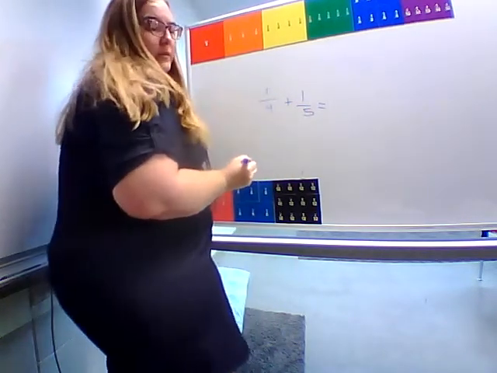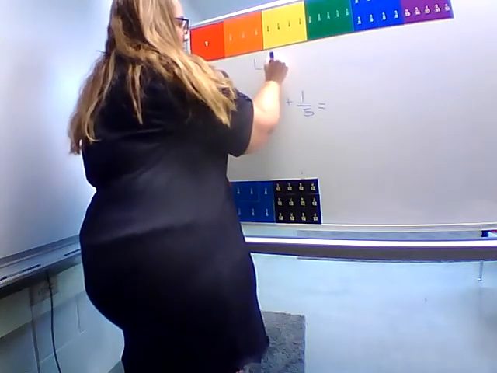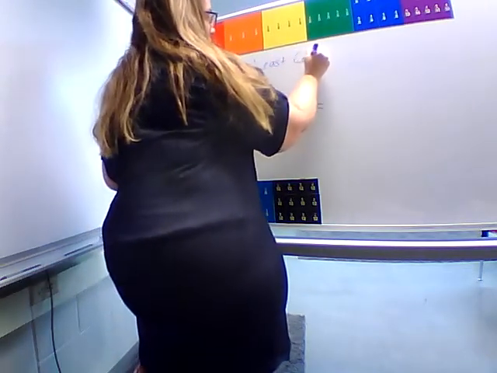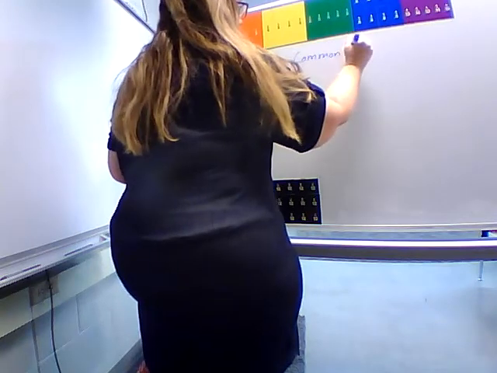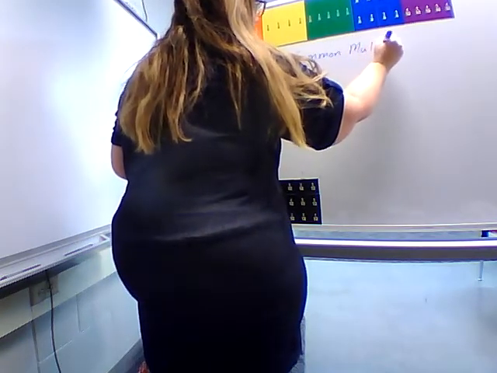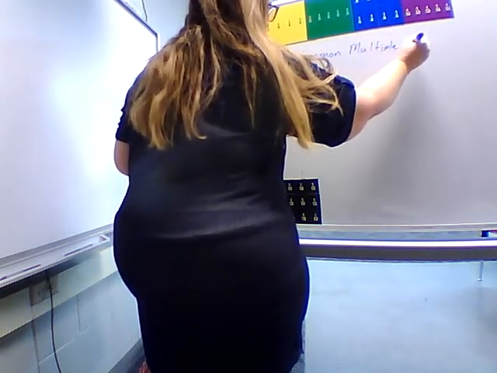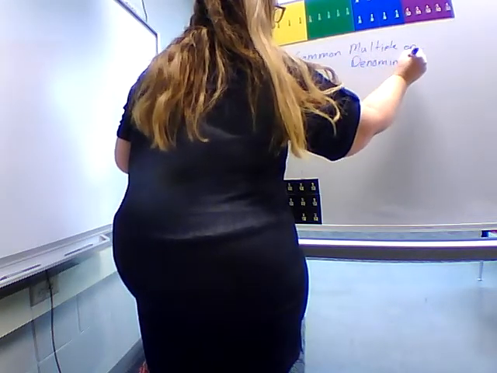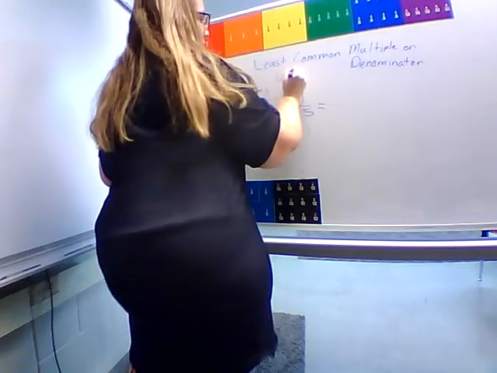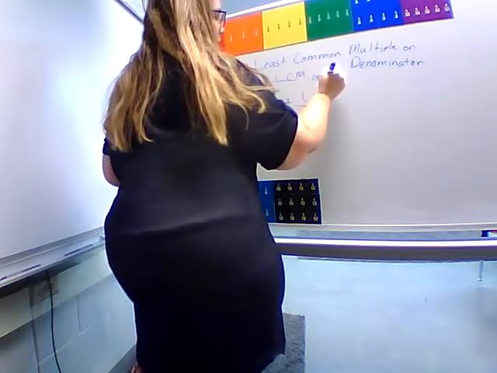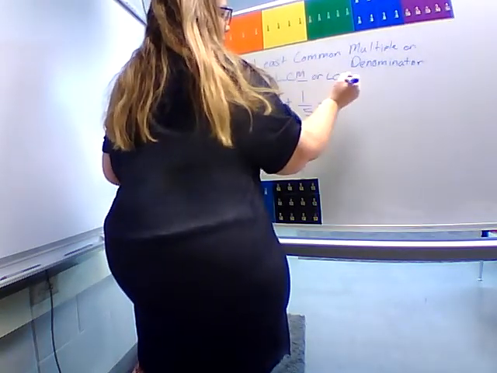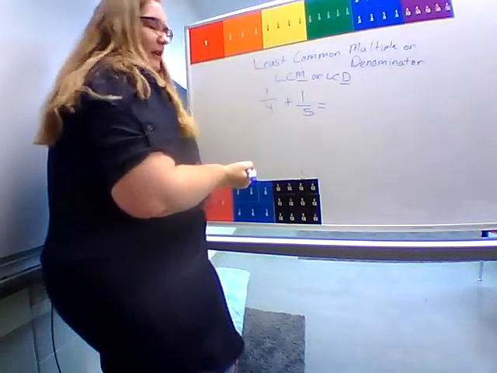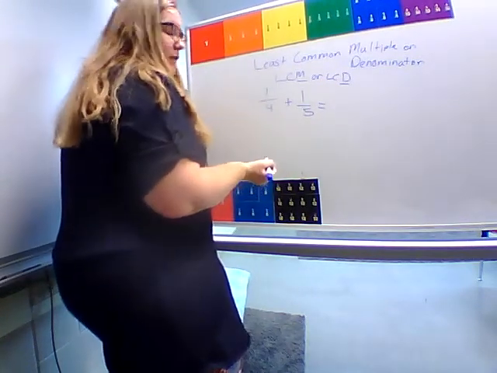Now, in the instance that our fractions have unlike denominators, we must find the least common multiple or denominator. You could see this written as LCM or LCD. This multiple or denominator indicates the same thing, but we're looking at the bottom number of our fraction.